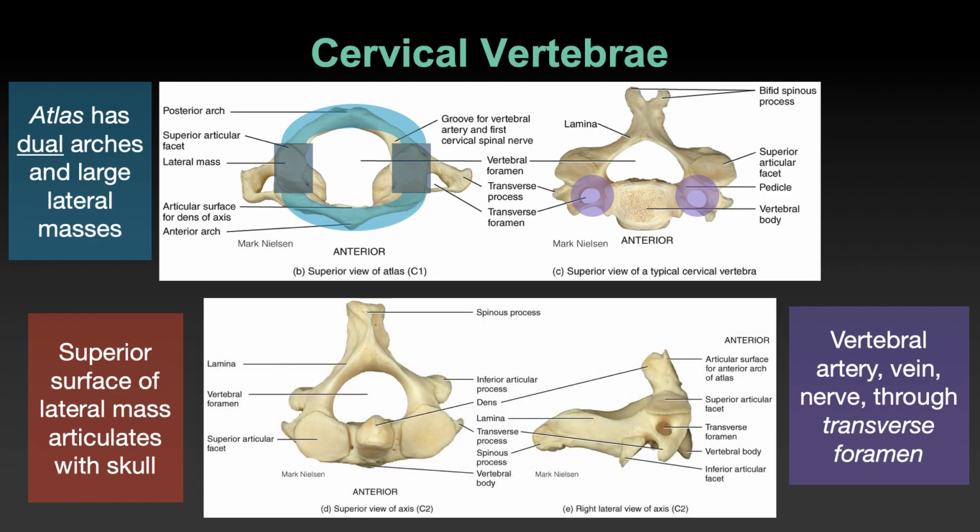The axis is shown in these two pictures on the bottom. The axis has this obvious superior protrusion called the dens. The large vertebral foramen of the atlas fits right over top of the dens, allowing a high degree of rotation between these two vertebrae.